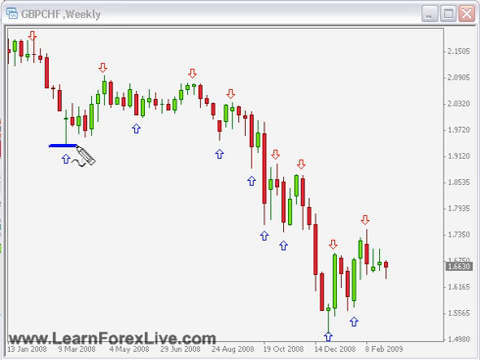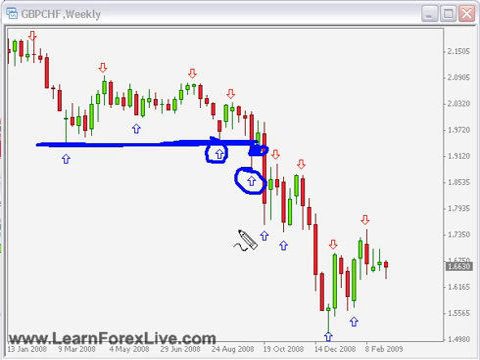He wants to make sure that the entire problematic area gives way, and therefore he marks the extreme boundaries of that congestion area, waits for the breakout. After the breakout, he waits for price to begin making lower swing lows, lower swing highs, and then he gives himself the green light, the thumbs up, to continue searching for short opportunities.